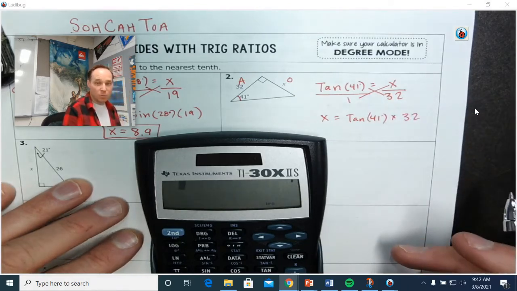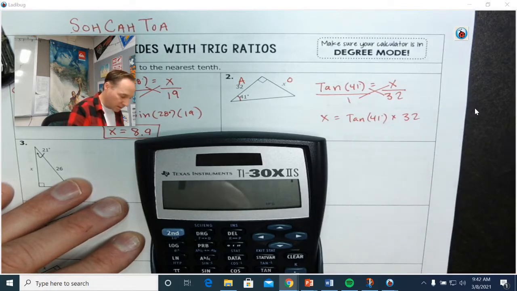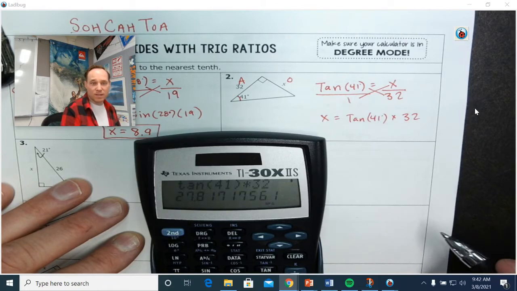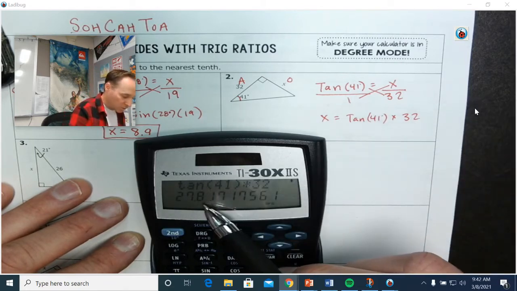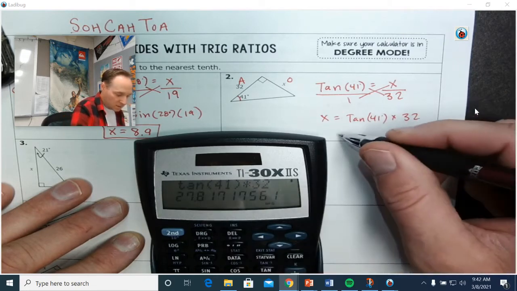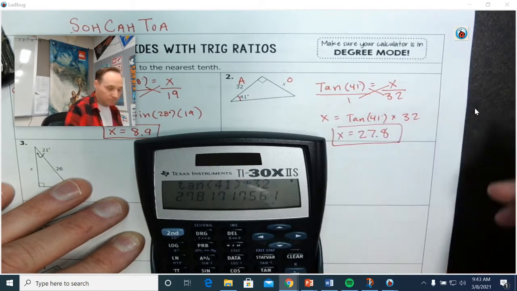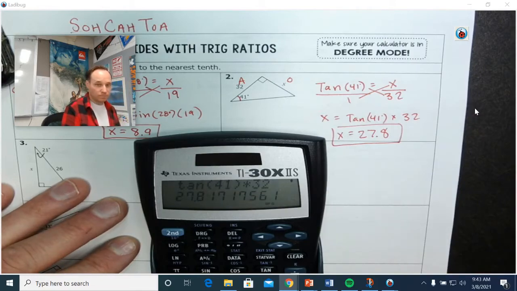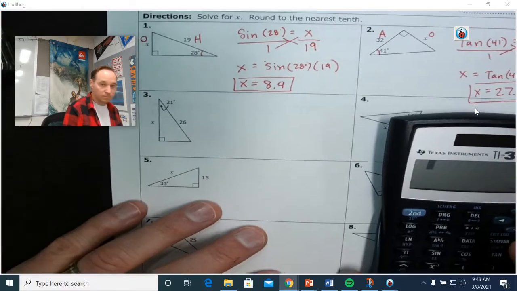Now all we need to do, x is already solved, so we just plug this into our calculator. Tangent of 41 degrees times 32 gives us 27.817. So I'm going to round that to, that 1 keeps this an 8, so x is equal to 27.8. Awesome. Let's do another one.